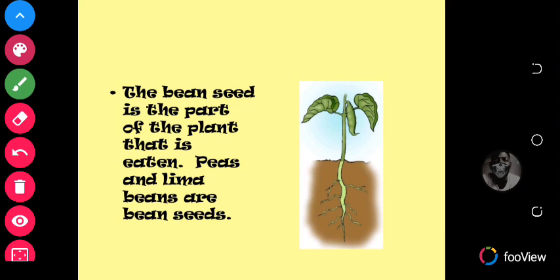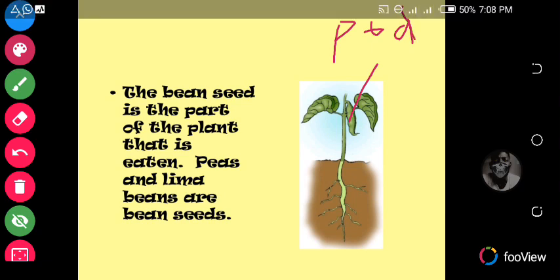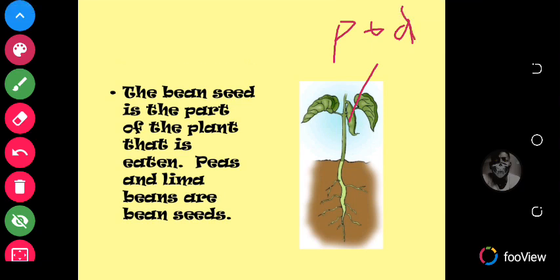So when the plant grows, it's also going to have the bean pod, and you can see here that this is the pod, and that is where the seeds are going to be. That is the leaf and the roots. So beans don't have a fruit, but they have a pod which hosts the seeds.